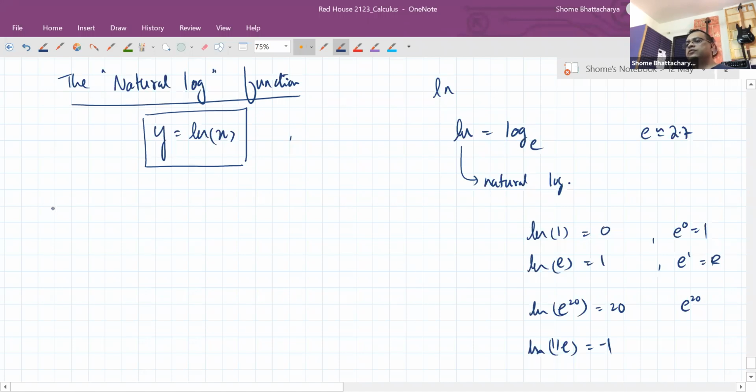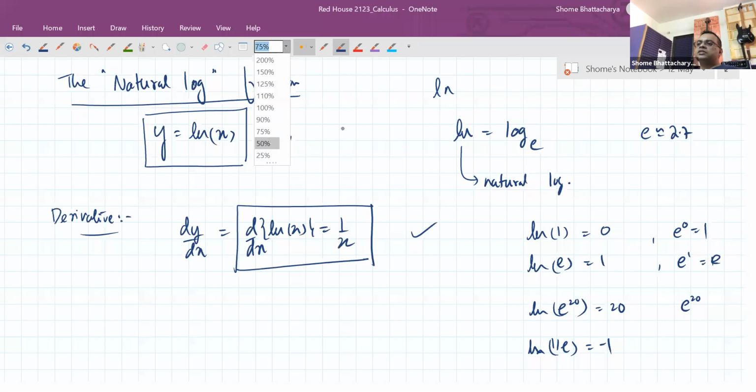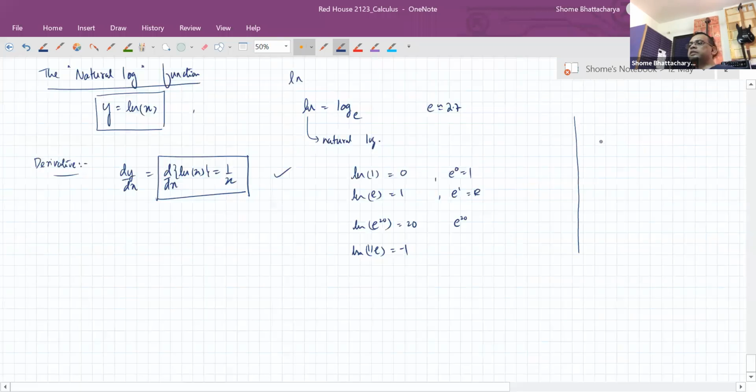Now the derivative of this function, and the reason why this function is important, is that this is the function which has a derivative of 1 by x. So apart from the 6 trigonometric functions that we discussed earlier, these are the 2 other important functions whose derivative you should know. The exponential function, its derivative is equal to e raised power x, and the natural log function, its derivative is 1 by x.